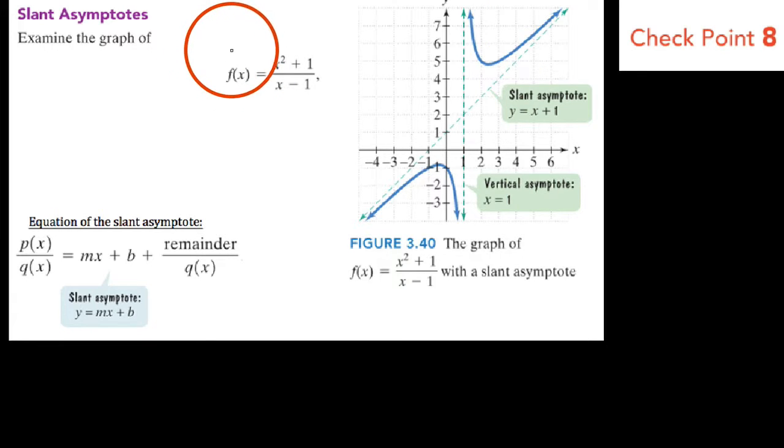So this is, as a matter of fact, the graph of (x squared plus 1) over (x minus 1). And the top is not factorable. If this had been x squared minus 1, we probably could have canceled the x minus 1 factor out. But right now it's stuck the way it is, and we get the slant asymptote right here.